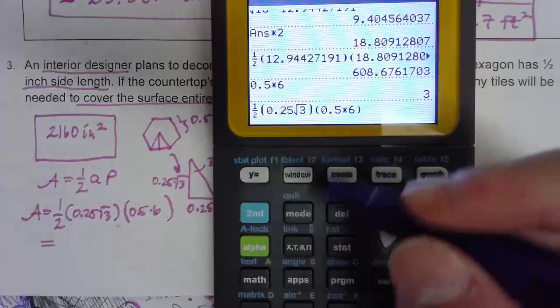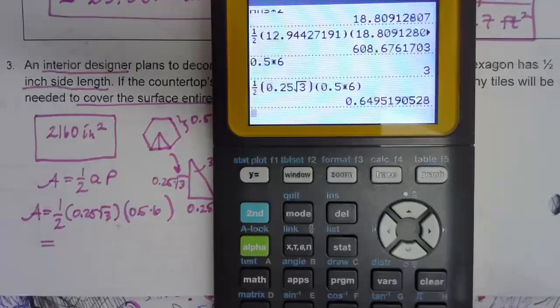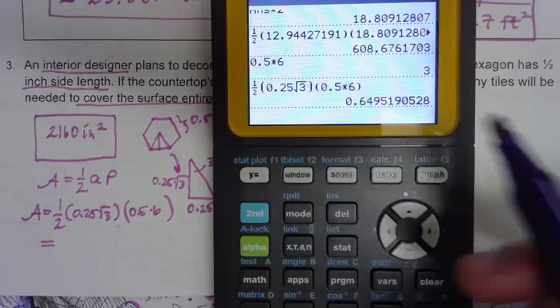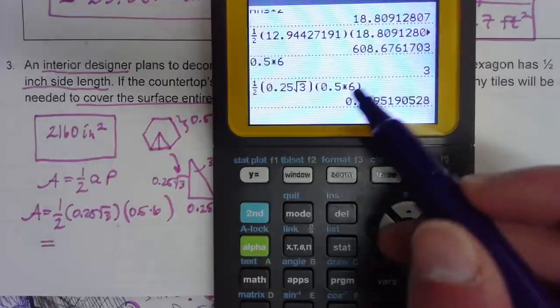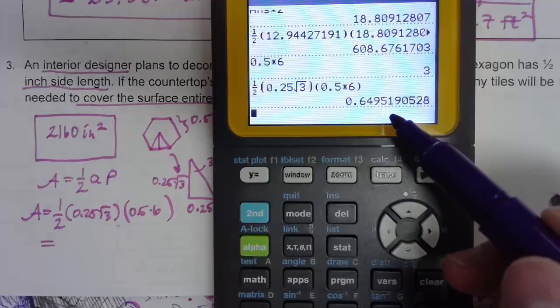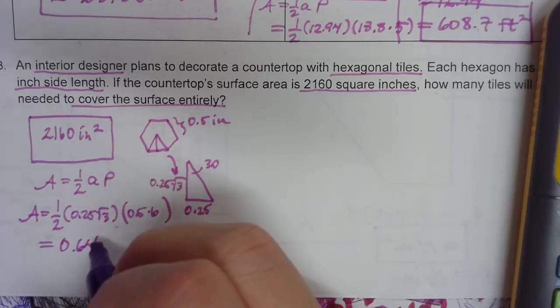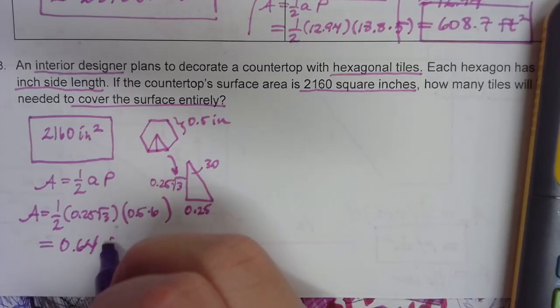You know, why would you waste your time? Value your time. Use it wisely, right? Why would I waste my time doing all that work again? So now I'll get about 0.64. Wow, interesting. There's 0.64 for each of these tiles. And this is going to be inches squared, sorry.